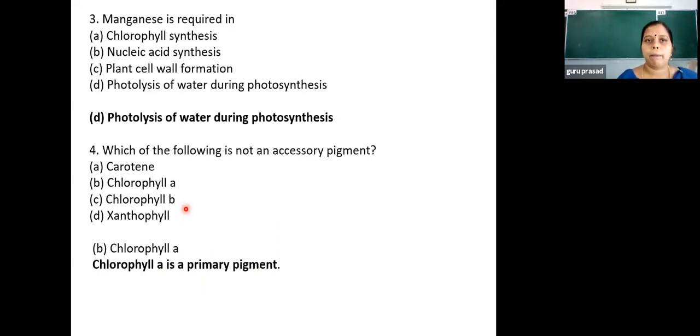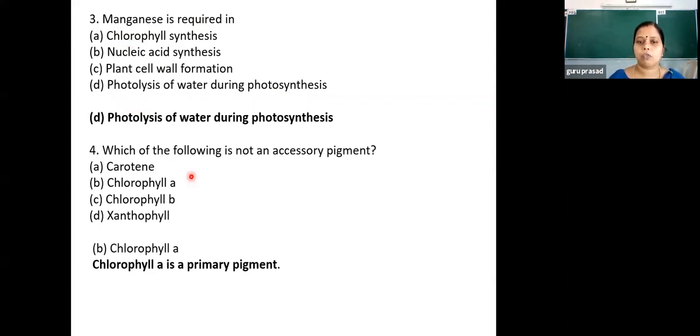Next. Manganese is required in which? Now, this also we have discussed, right? Chlorophyll synthesis, nucleic acid synthesis, plant cell wall formation, photolysis of water during photosynthesis. During photolysis of water, light splits water molecules to release two molecules of hydrogen with one molecule of nascent oxygen. At that time it requires manganese and chlorine ions. So the correct option is that photolysis of water during photosynthesis requires manganese. Option D is the correct answer for question number 3.